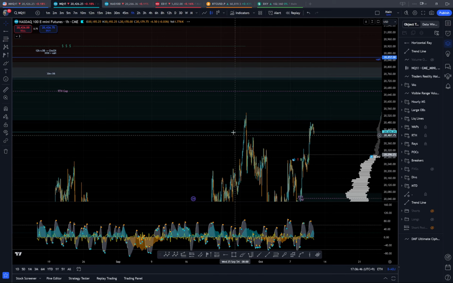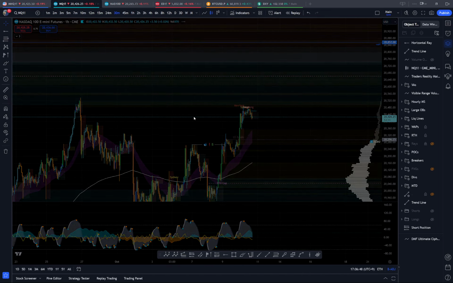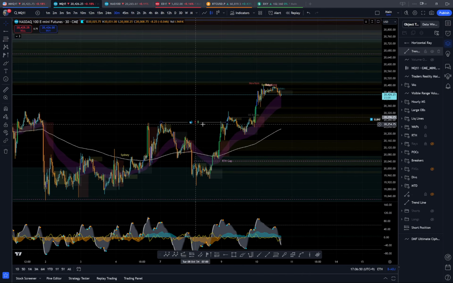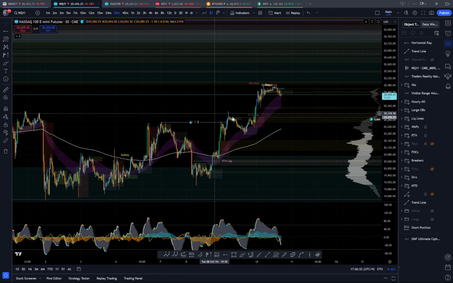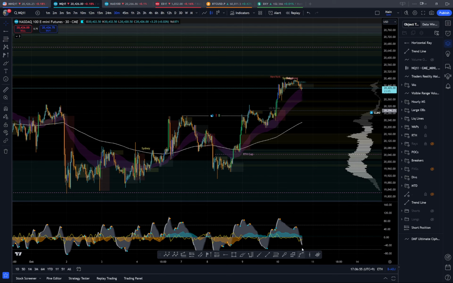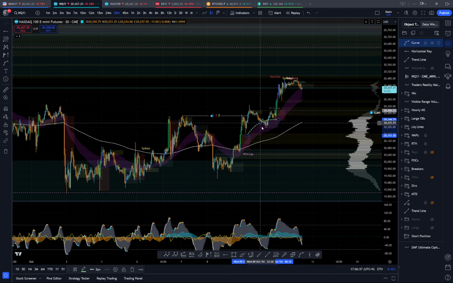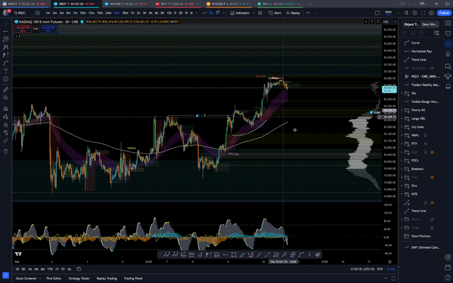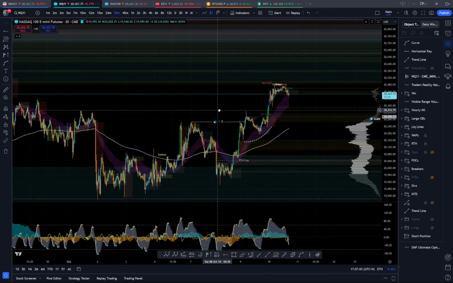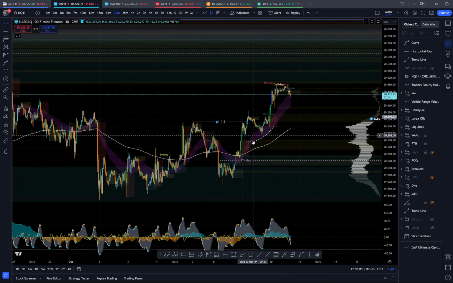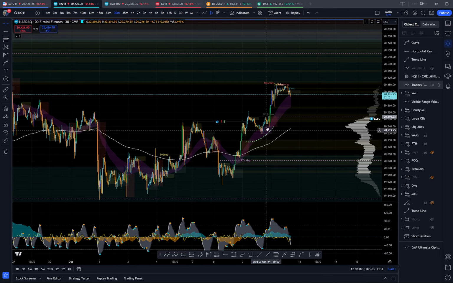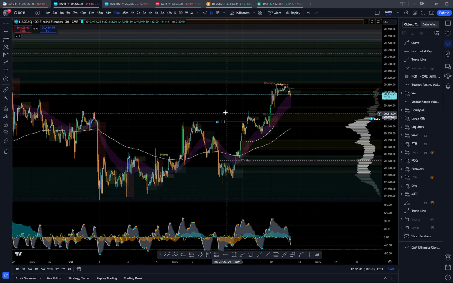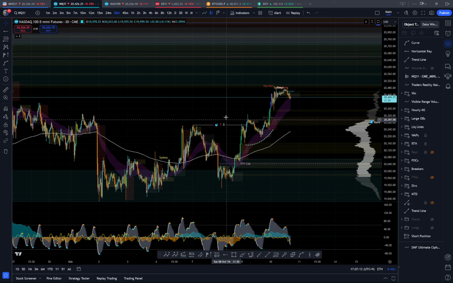Where are we going next, right? Well, this break of structure up still to me is valid, but we're still able to come back into here and maintain this uptrend. So I would say it's still kind of low liquidity. If we had taken this area here and then pushed up, I would say this is a stronger break of structure.